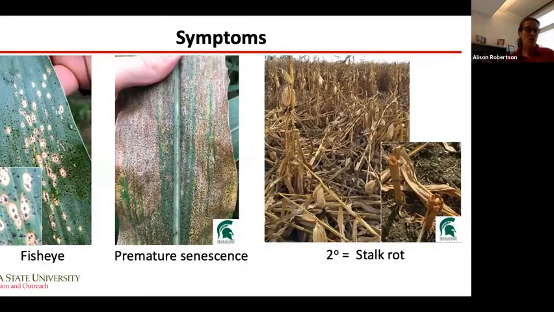The other thing about TarSpot is sometimes you'll see what we call fisheye lesions. You can see a close-up there on the left.